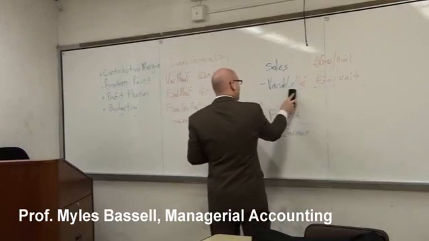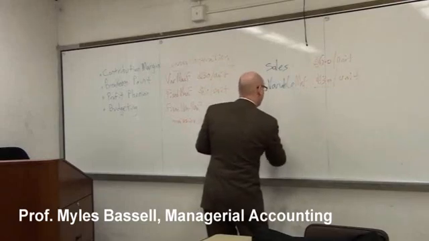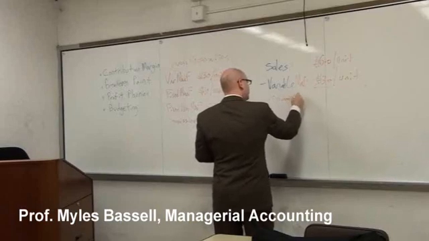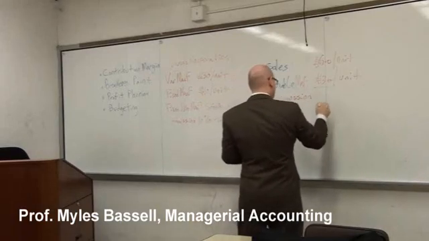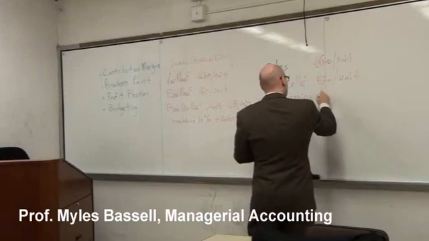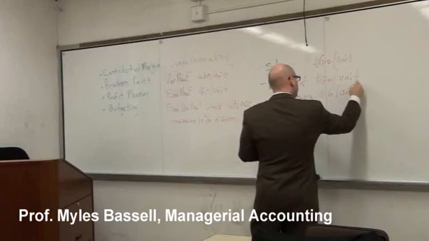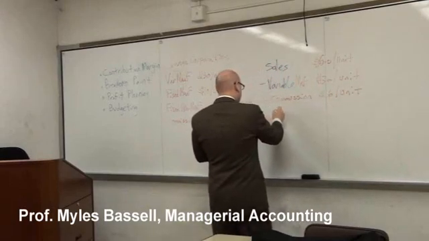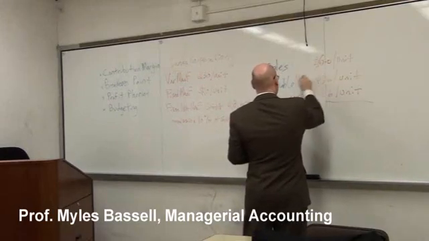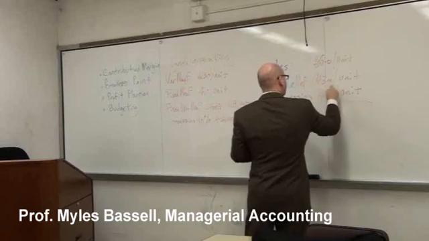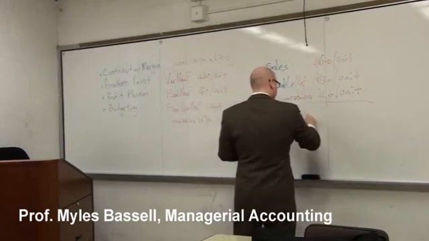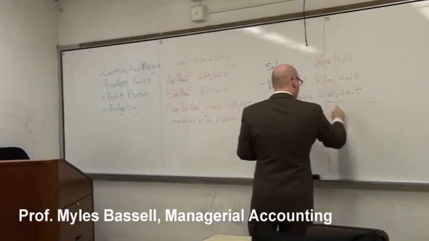Well, first, actually, this one we got to add in the commission. Minus the commission, which we said is 10%, $6, right? $6 per unit. Which gives us a contribution margin of $24.